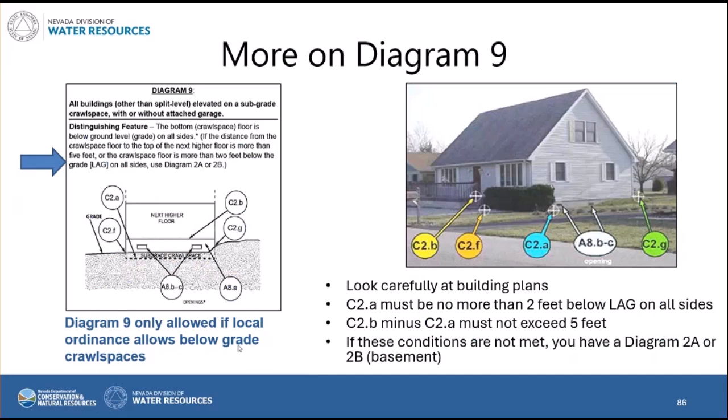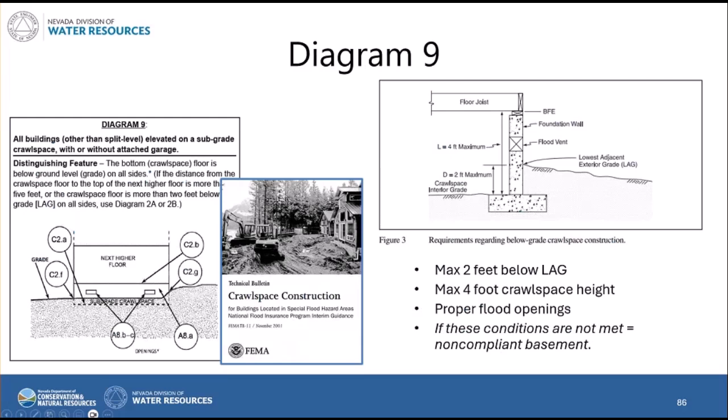So the crawl space can't be too deeply subgrade. It also can't be a full story crawl space, right? We can't have that 5-foot difference between the crawl space floor and the next higher floor. So no more than 2 feet deep subgrade, no more than 4 feet to the underside of the finished floor, no more than 5 feet to the next higher floor. If that is not met, then you actually have a diagram 2A or 2B because you've got a full story subgrade basement. So that's a 2A or a 2B, and those are basements. And remember, not allowed in a special flood hazard area, new construction, or substantial improvement.